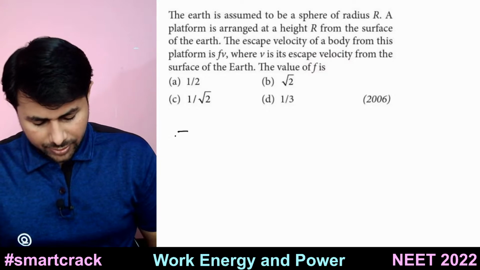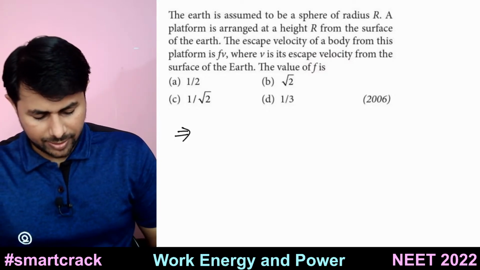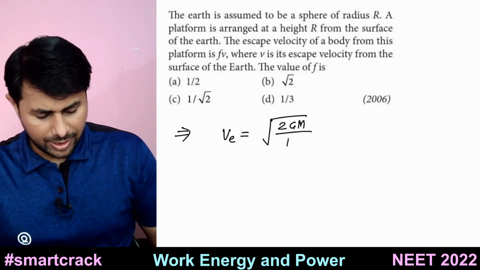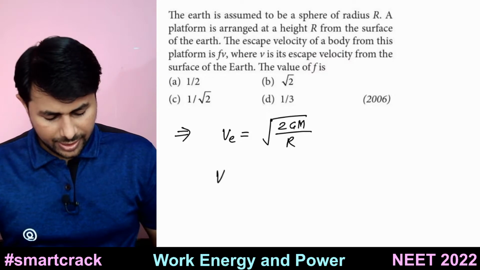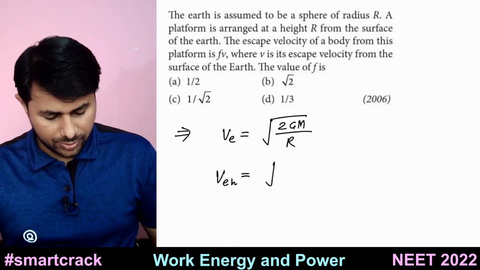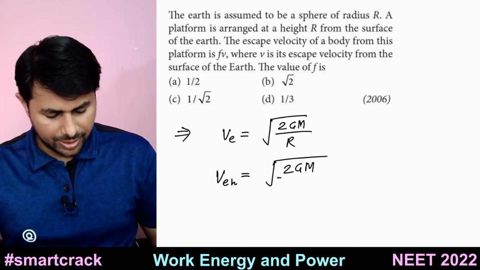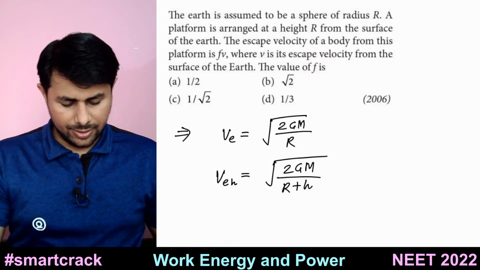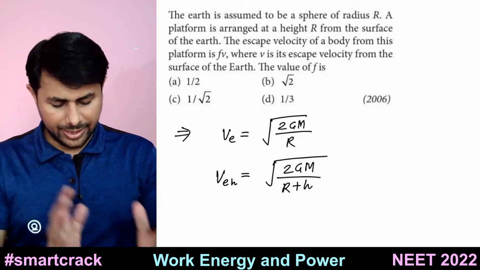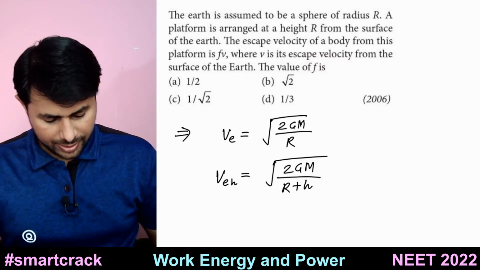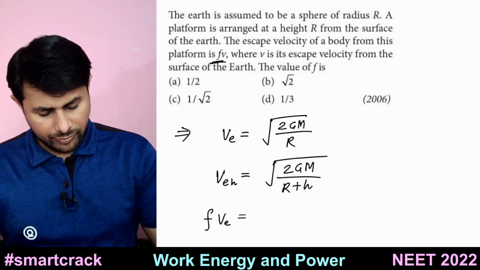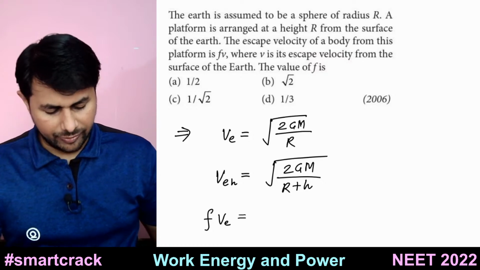Alright, so escape velocity from Earth's surface, we know it is square root of 2GM divided by R. Escape velocity at height h is equal to square root of 2GM divided by (R plus h). Okay, and it's given that it is equal to some f times escape velocity on Earth. This is given. We want to find that f, the value of f.